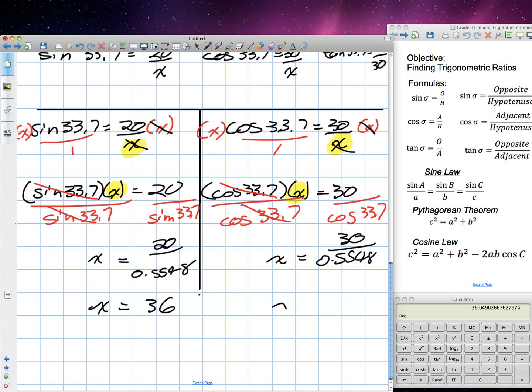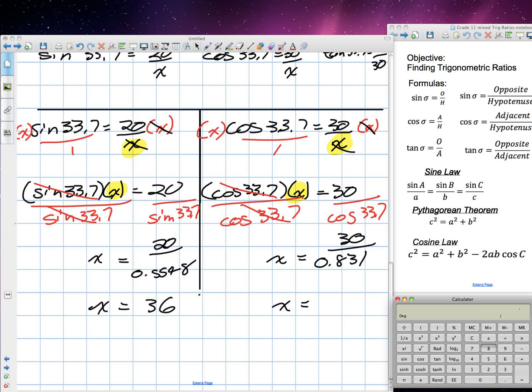And on the other side, oh wait, sorry. Cos 33.7 is not the same as sine 33.7. Okay, I made a mistake going through it. Cos 33.7 is 0.831. Those are two different numbers. So now when we divide, 30 divided by 0.831 is 36.1, which rounds again to 36.